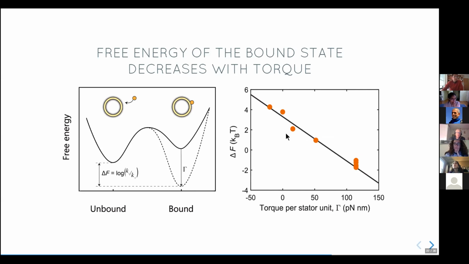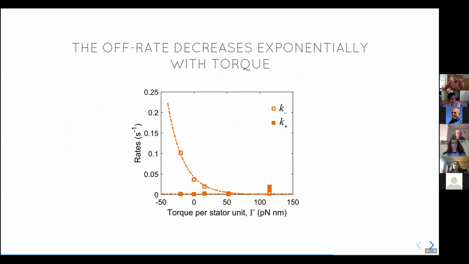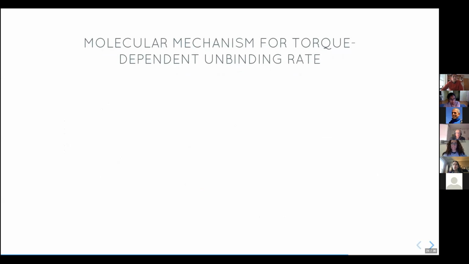And if we translate that to this, how the free energy depends on the rates, and assuming that the on rate stays constant, this would indicate that the off rate decreases exponentially with torque, which is exactly what we find in our data. So combining together these ideas gives us basically a picture for what could be happening at the molecular scale.